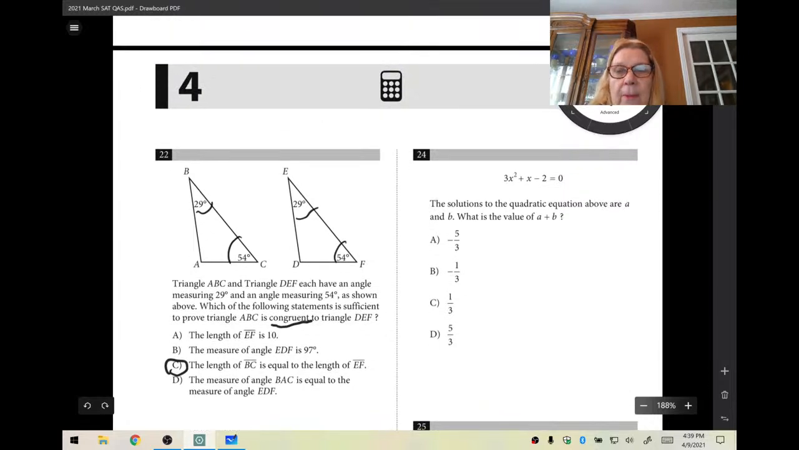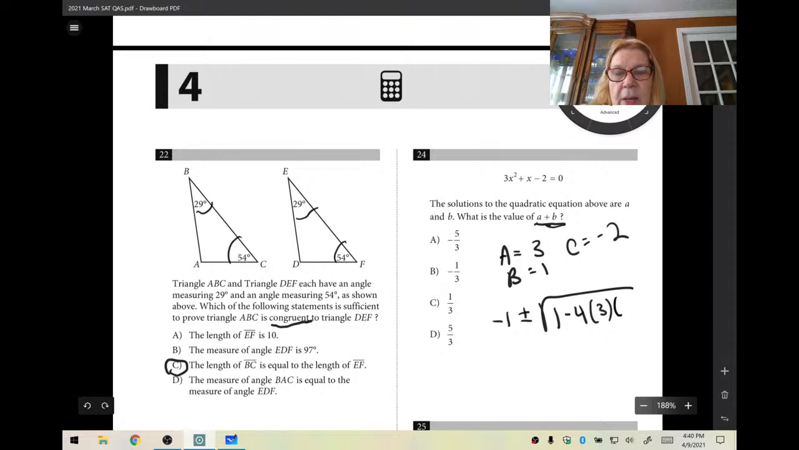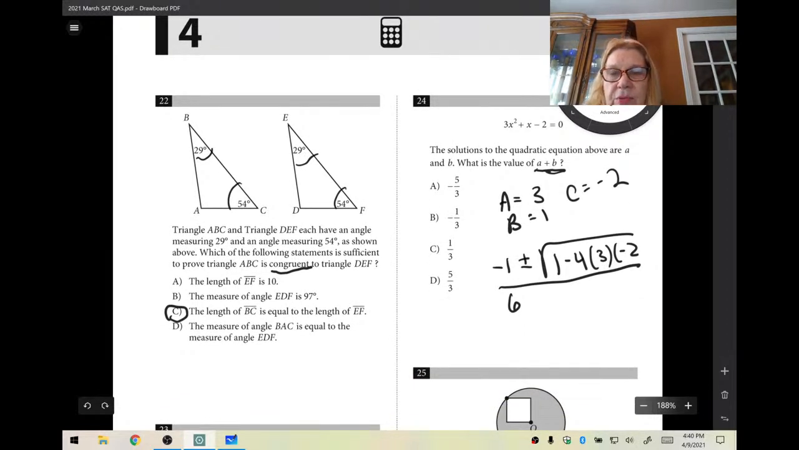So we're on to 24. The solutions to the quadratic equation above are A and B. So what is the value of the two solutions? Let's go to the quadratic formula. A is 3, B is 1, C is negative 2. So we'll just put it in the quadratic formula. Negative 1 plus or minus the square root of 1 minus 4 times 3 times negative 2, all over 2A. Here we don't really have to worry about this because we want the two solutions.